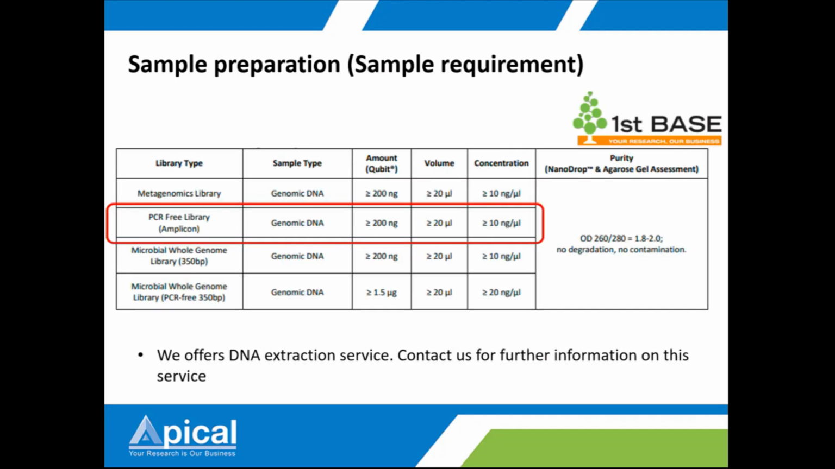Right. So for sample preparation, if you are sending the sample to us as DNA, let's say you extracted the DNA, what we need is genomic DNA, with an amount of minimum 200 nanogram, at a concentration of more than 10 nanogram per microliter in a volume of 20 microliter. The purity OD260/280 must be 1.8 to 2.0, no degradation and no contamination.